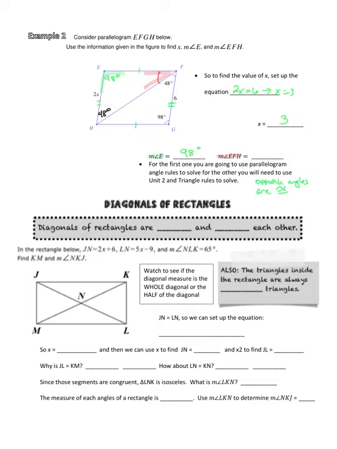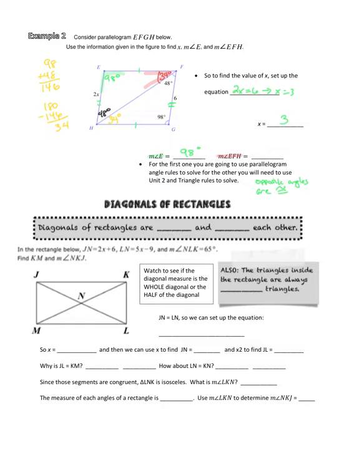So let's figure this out. I'll do it over here. 98 plus 48 is 146. 180 minus 146 is 34. So, I should have done it in red, sorry guys. 34 degrees.